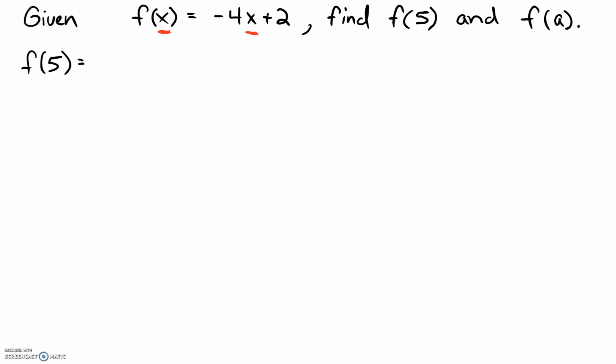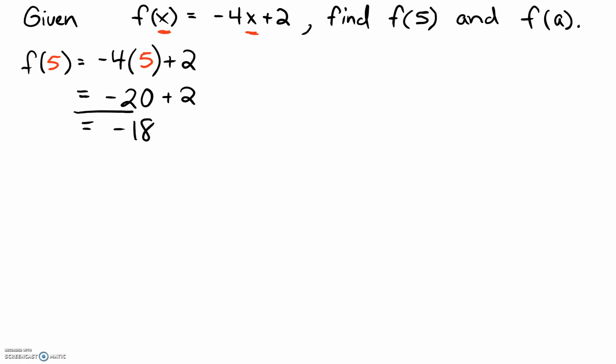So when we're looking for the f of 5, all we're really going to do is make that something be a 5. So the f of 5 is going to equal negative 4 times 5, or times something, plus 2. And so all we did was replace all of the x's with 5's. Now we can evaluate using algebra. So order of operations, first of all, we'll do negative 4 times 5, which is negative 20, plus 2. Negative 20 plus 2 is going to give us negative 18. And that is the function value of f at 5.